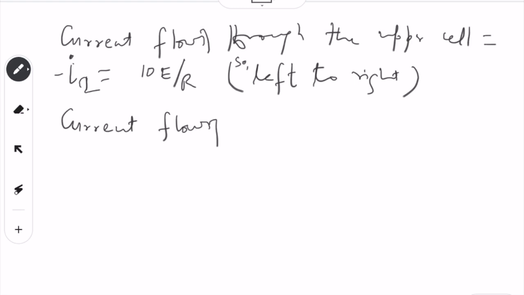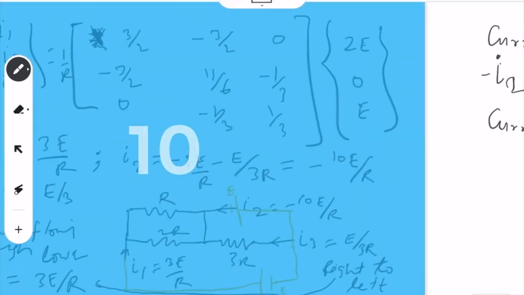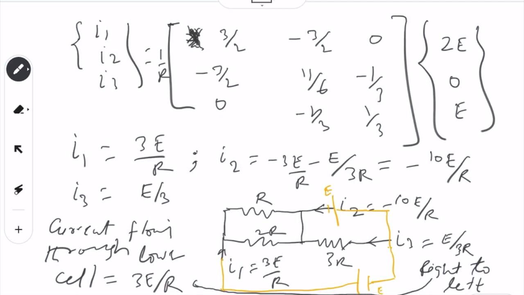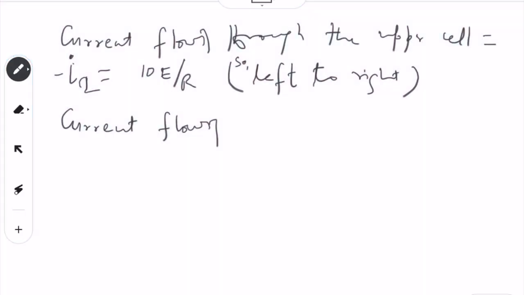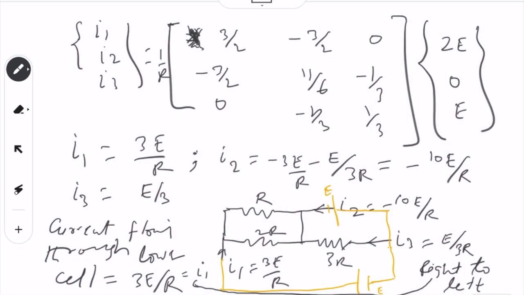So, left to right. Okay. Here the current flowing through the lower cell is equal to I1 only. I3 will tell you the current flowing through 3R. So the current flowing through R3 or 3R equal to I3, what is the value we get? We get I3 is equal to E over 3R.